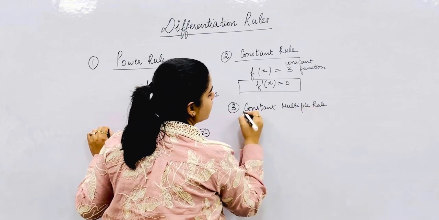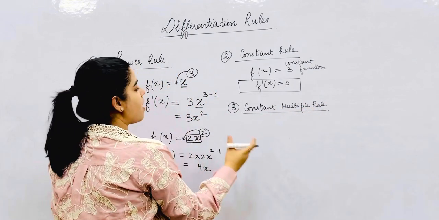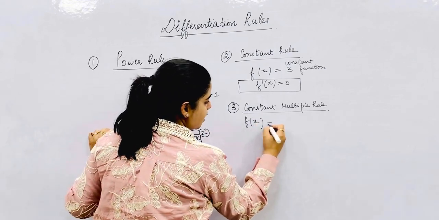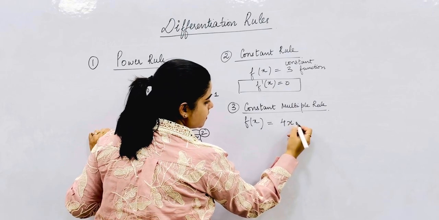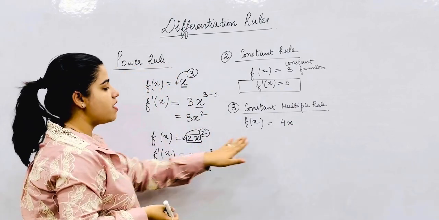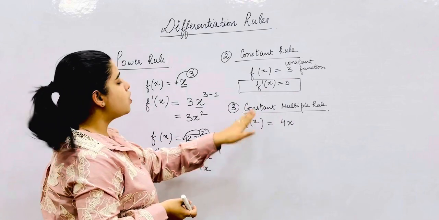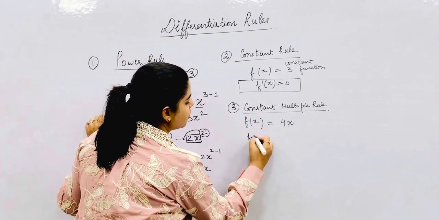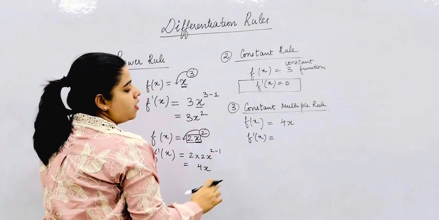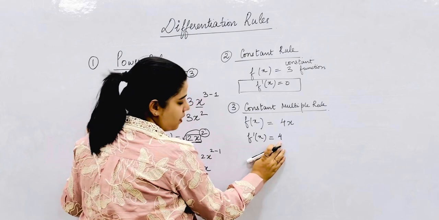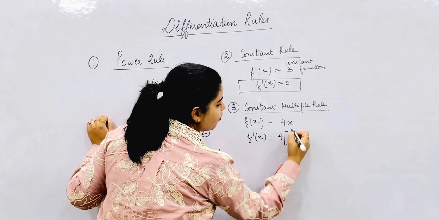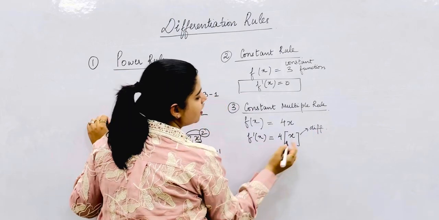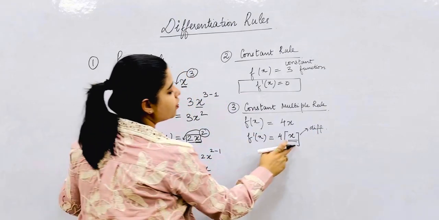Okay, now let's learn the third rule, which is the constant multiple rule. Now what happens in the constant multiple rule? Suppose you have an expression multiplied by a constant. Okay, so let's take f(x) equals 4x. Suppose this is your function. f(x) is equal to 4x. So by using the constant multiple rule, if you have to differentiate this function, what will happen? We'll take the constant as common, and we'll differentiate x. So you have to differentiate the leftover term. So how will you differentiate x?